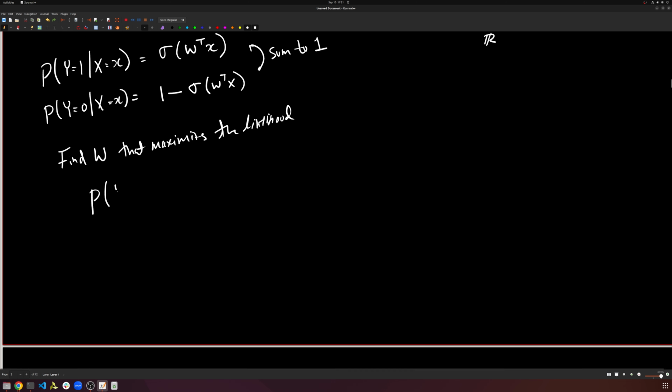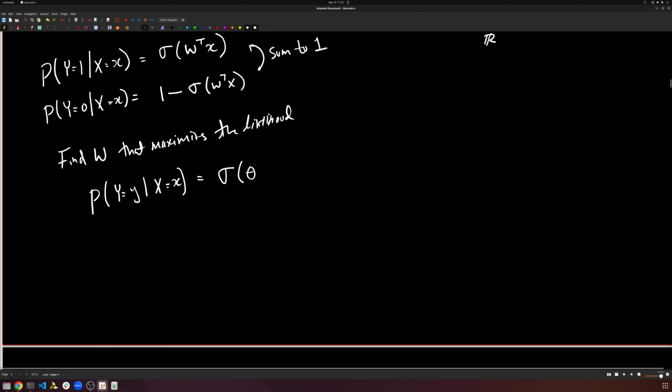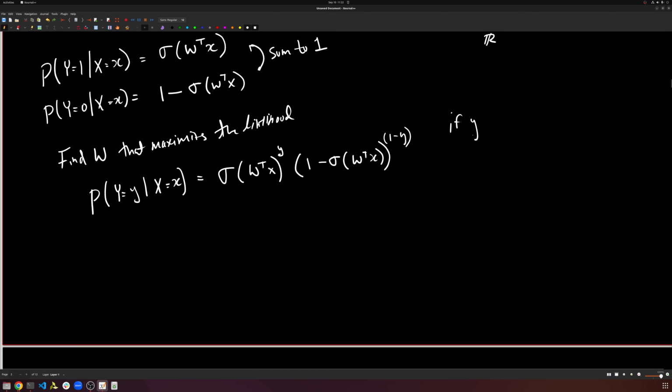So the probability of y equals any y given x equals any x is equal to the sigmoid of w transpose x to the power y, times 1 minus sigmoid w transpose x to the power 1 minus y. Well, why does this work? If y equals 0, well, that means this whole thing to the power 0 is just 1, and 1 minus 0 is 1, so I'm just left with this term. So then I'm just left with 1 minus sigmoid w transpose x.